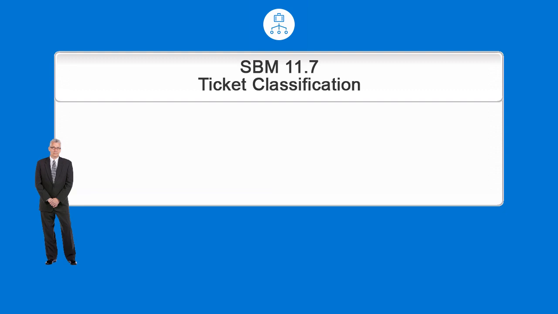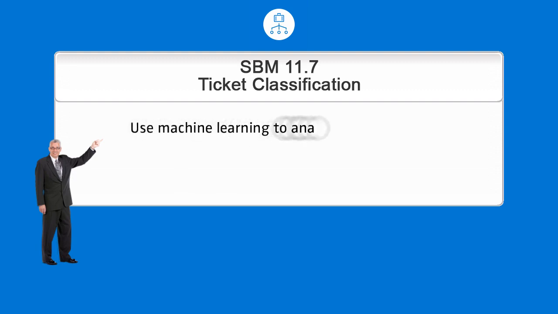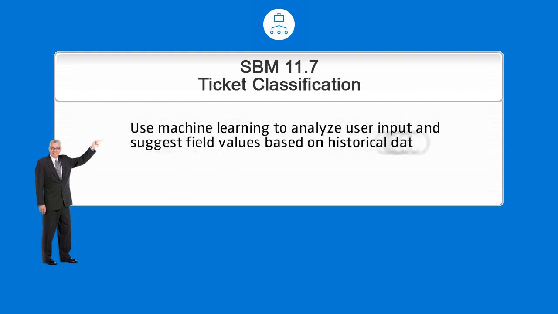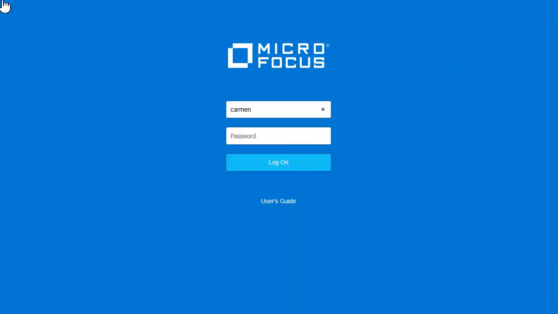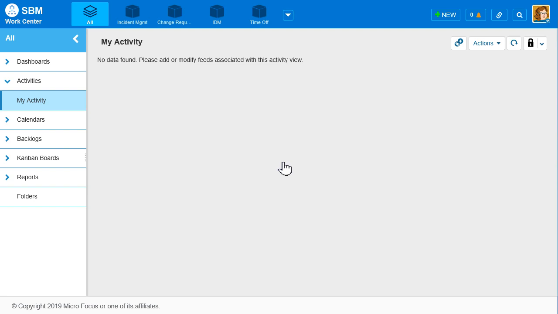Welcome to Microfocus Education. In this short video, we will demonstrate ticket classification, a powerful feature introduced in SBM 11.7 that helps users to complete forms and classify work items. Using machine learning, Workcenter can analyze the information a user provides and suggest values for fields on the form based on historical data in the system. And we will demonstrate how ticket classification works. After that, we will look at how to configure this new feature for your application.